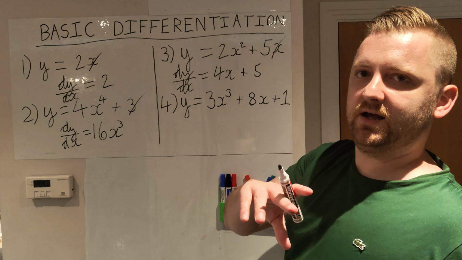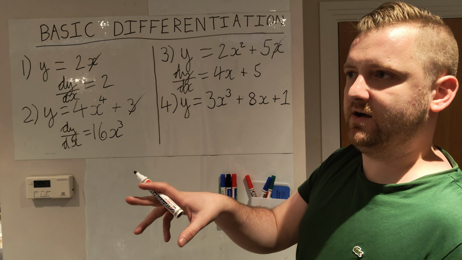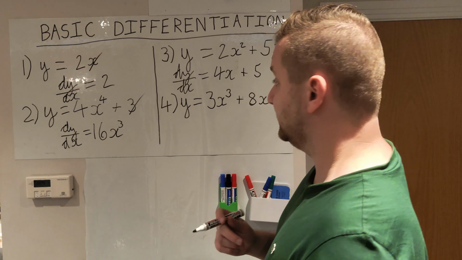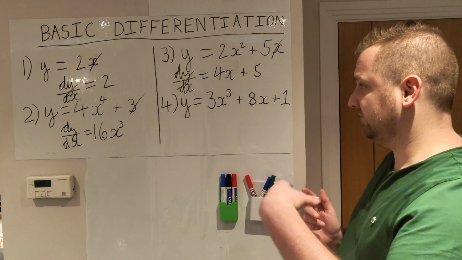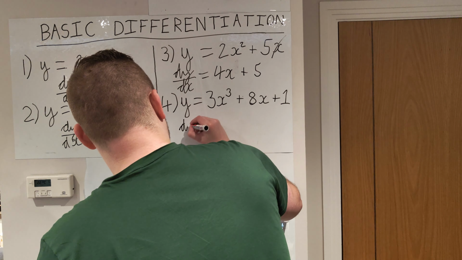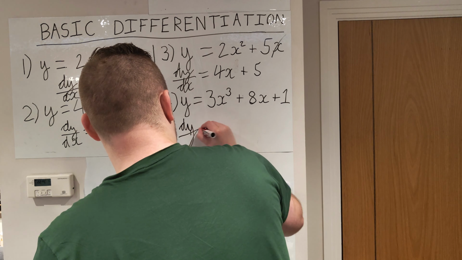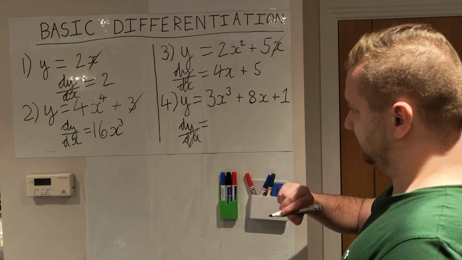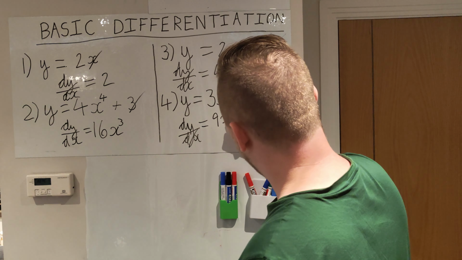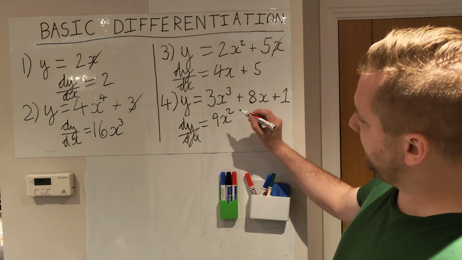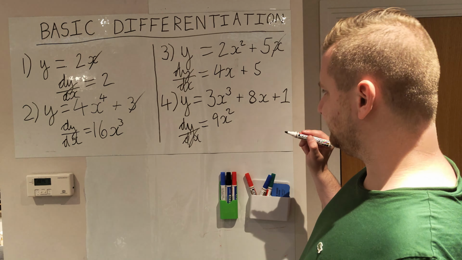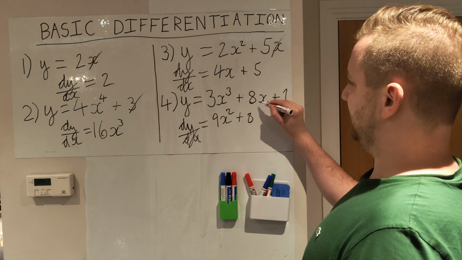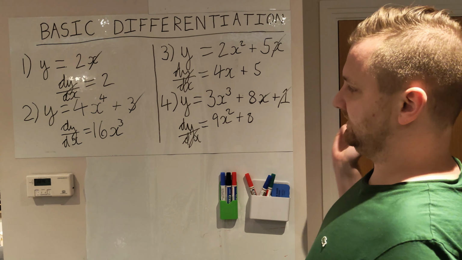Now for this, and again, hopefully I'm not going too fast, but the first part of the video should hopefully explain. But again, any questions, drop them down below. dy over dx is equal to 9x squared, 3 times 3, take 1 off the power, plus 8x, so it's just going to be 8 because we cross that out, and then the 1 goes because it's a constant.